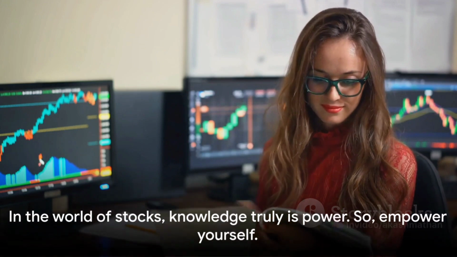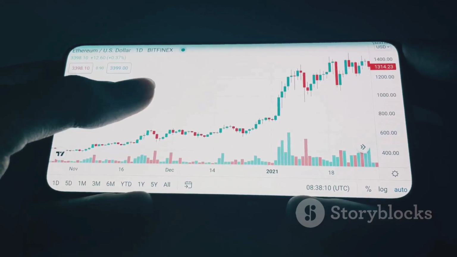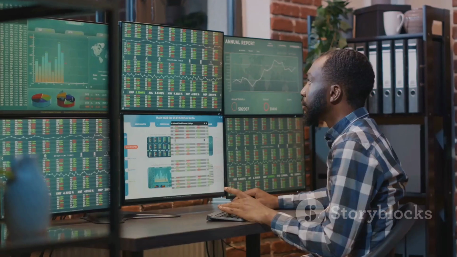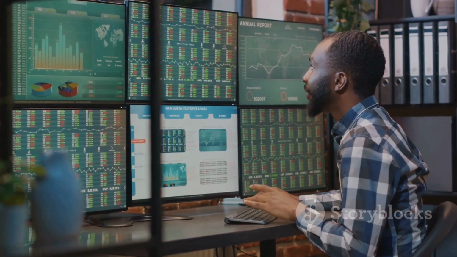In the world of stocks, knowledge truly is power. So empower yourself, uncover the secrets of candlestick patterns and technical indicators. And who knows, you might just find yourself dancing along with those colorful bars.